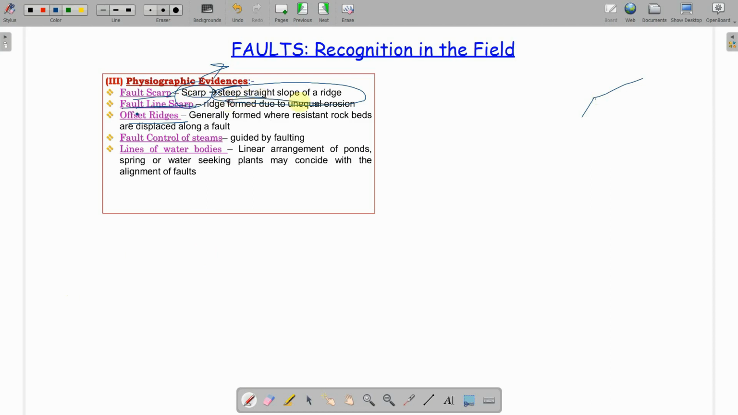So scarp is the steep straight slope of the ridge, and fault scarps are the scarps formed as a result of faulting. So they are found only in those areas where the faulting has been geologically very recent. So if you are seeing this kind of signature, that means the faulting is recent.